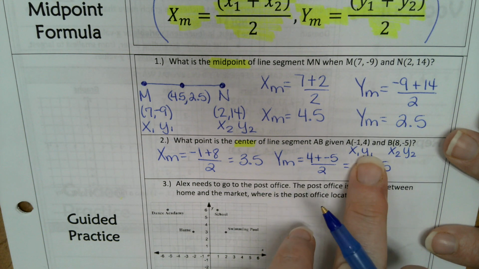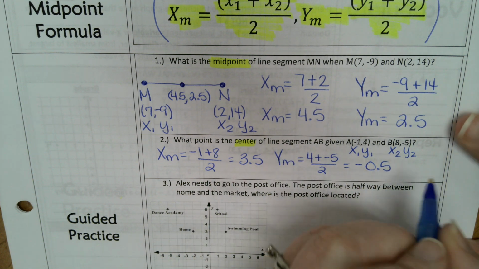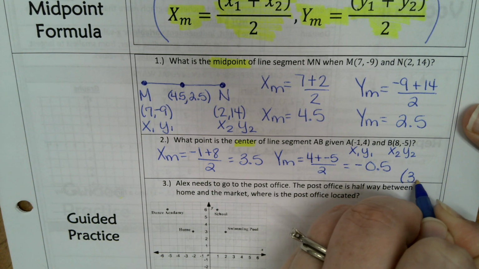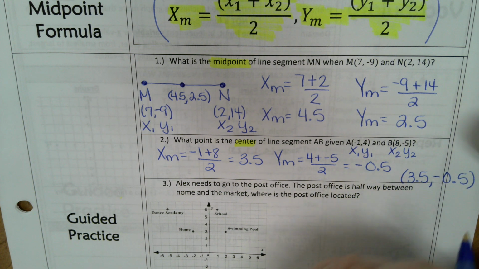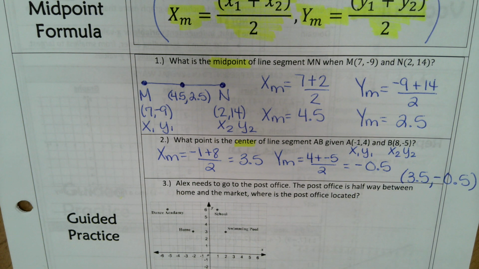And then write this as an ordered pair. So 3.5 and negative 0.5. If I use the fraction format instead of the decimal, it would be 7 over 2, comma, negative 1 over 2. Again, either one is fine. It does not matter.